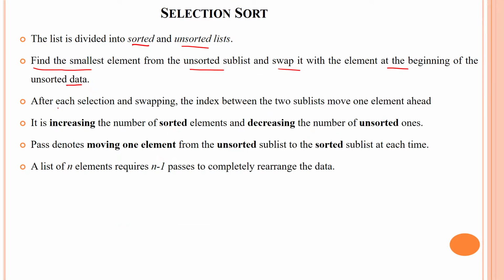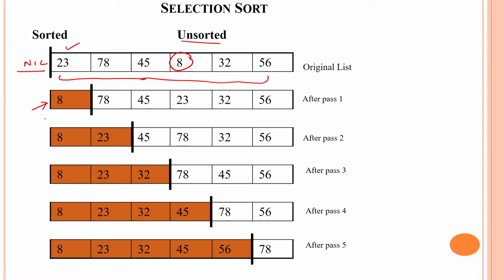After each selection and swapping, the index between the two sublists moves one element ahead. When we do this selection and swapping, it increases the number of elements in the sorted list. So the sorted list is incremented by 1 and the unsorted list is decremented by 1 for each iteration. In iteration number 2, the sorted list is incremented by 1 and the unsorted list is decremented by 1. It keeps on doing that process.